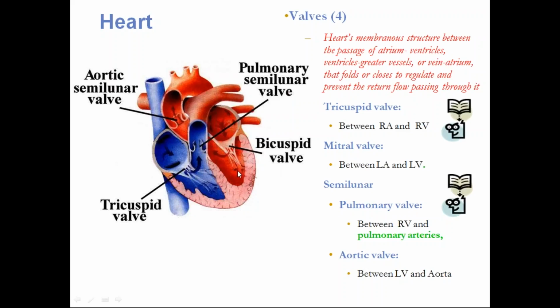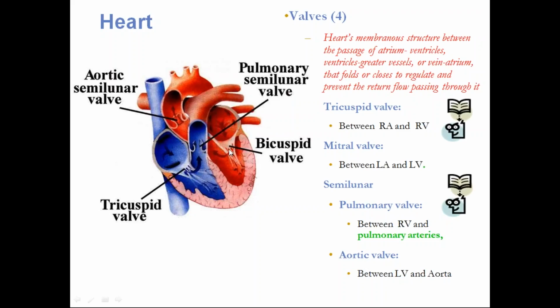All right, so now we are going to talk about the valves. We have the tricuspid valve. So questions probably are coming like this. What structure are you going to find between the right atrium and the right ventricle? And the answer is going to be the tricuspid valve. Why is it tricuspid? Because we have three cusps.